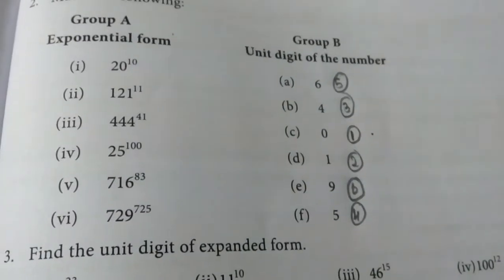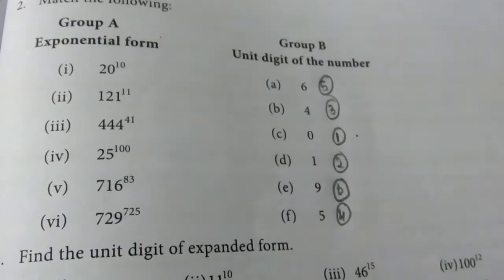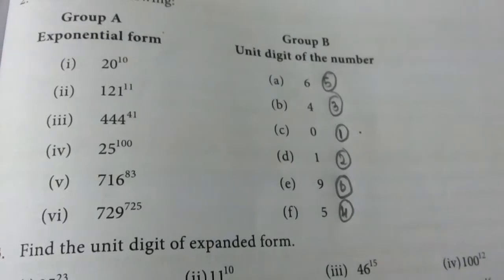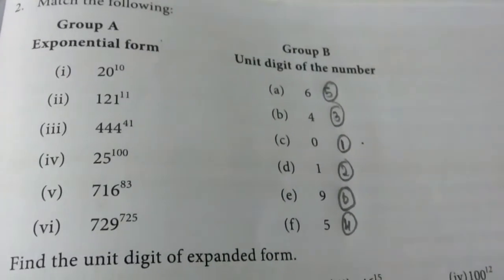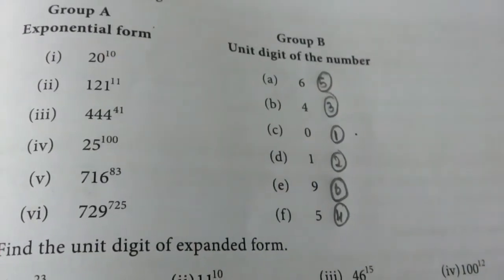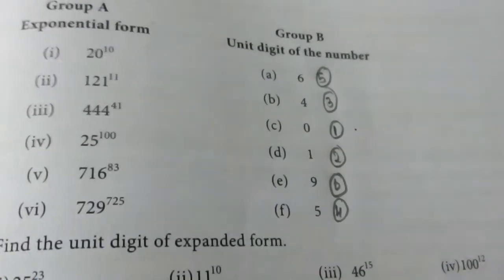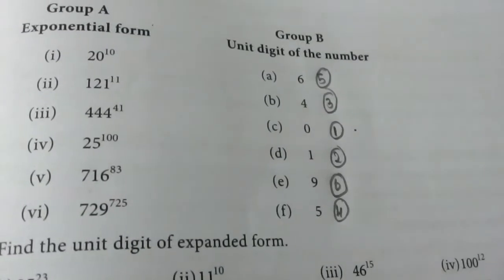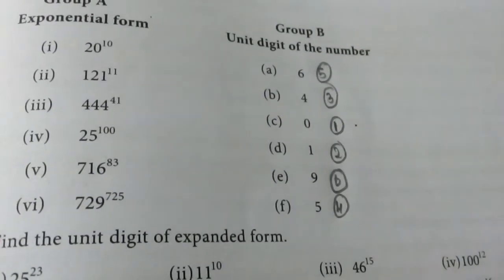And then the third question, 44 power 41. Here you have to think a little bit. We take the unit place number, which is 4. So 4 power 41. 41 is odd. If 4 power is odd, automatically we know that in the result the unit place is 4 only. If the power is an even number, then the result will be 6. But here the answer is 4, so we can take the answer to be B.